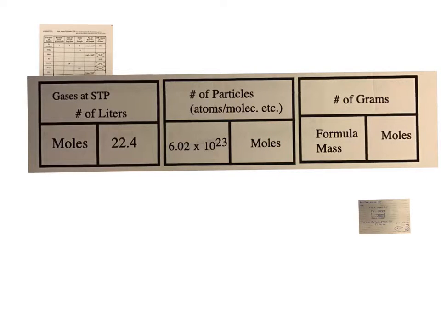And then if, for example, I know the number of grams that I have, then I could cover that up and then I can use the formula mass to help me figure out the number of moles. And so these numbers, 22.4, 6.02 times 10 to the 23rd, and the formula mass that's going to come from the periodic table are going to be really helpful in helping us to transfer from one to the next. So we're going to put that aside too. And now we're going to look at one of my practice problems.